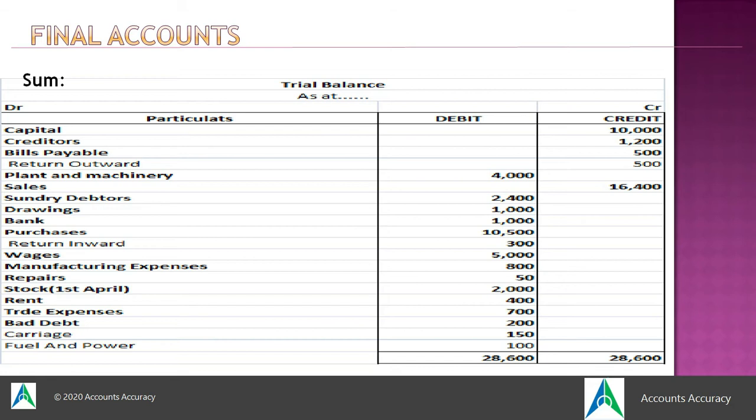So here the first item provided in the trial balance is capital. As you know, capital is the company's liability. Why? Because this is the owner's fund, owner's money. Actually, capital is the amount which the company owes to the entrepreneur. So this is a liability, hence it will be shown in the balance sheet.